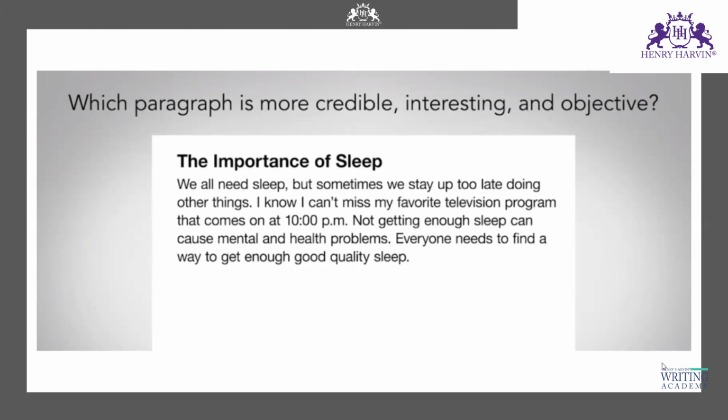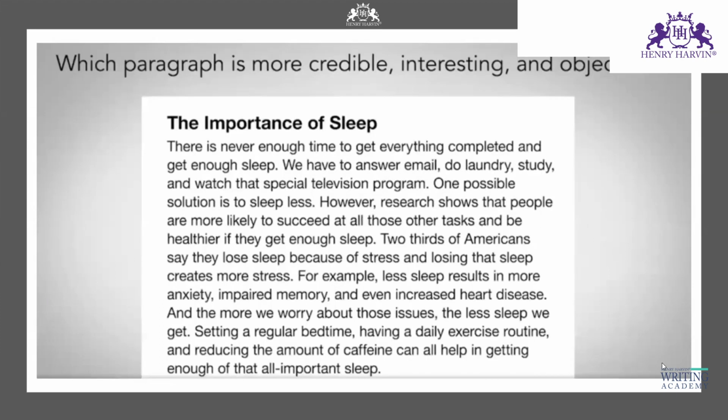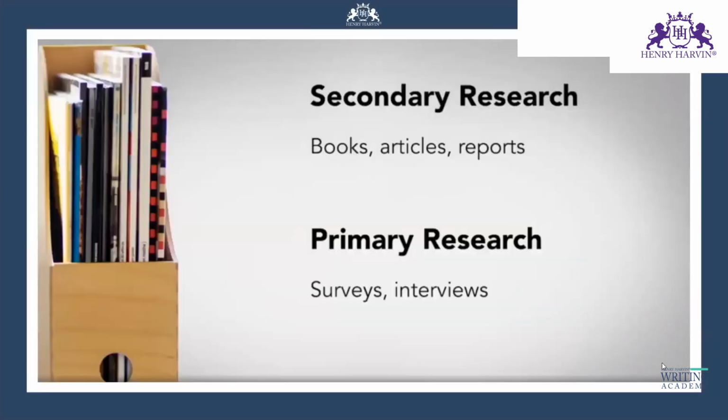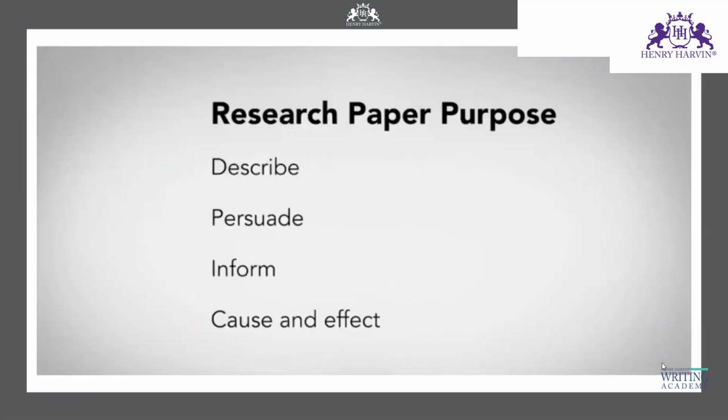So that would be more of a creative writing than a technical writing. And of course, if you give all the facts, it will also create interest. So I hope all these points are clear. Now, we already talked about these, and these are the examples. In primary research, it is more of a survey or an interview, whereas in secondary, it is books, articles, reports that you keep. Now, these are the purposes of the research paper.